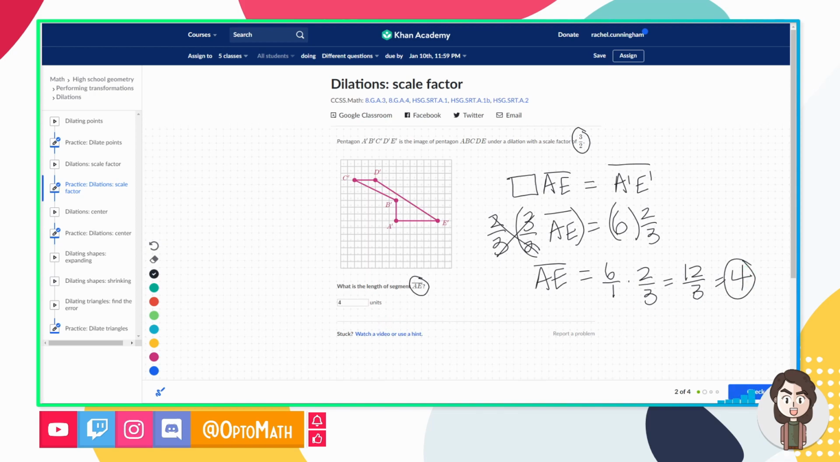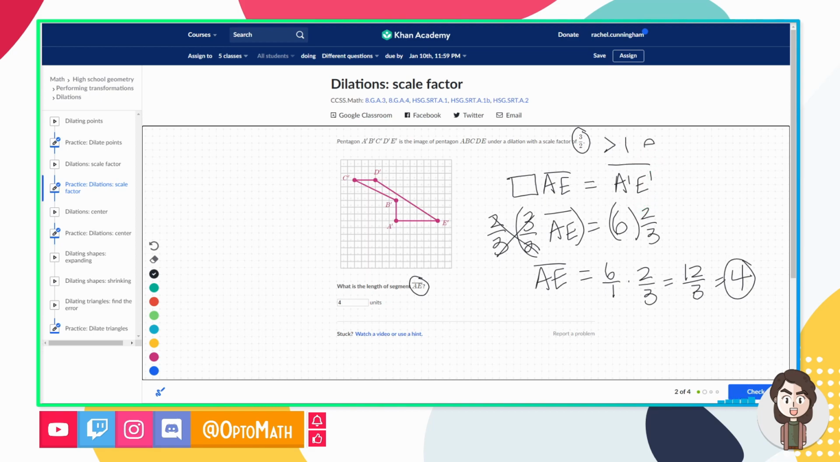Before we submit our answer, let's go back to our image and make sense of this. 3/2 is bigger than 1, so this is going to be an enlargement dilation. From the original, it should be smaller than the result picture or the image. So from pre-image to image, we should be getting bigger. So if this side length is 6, this one should be smaller.